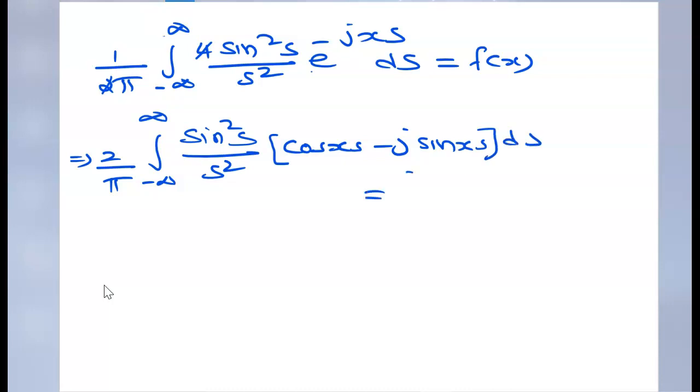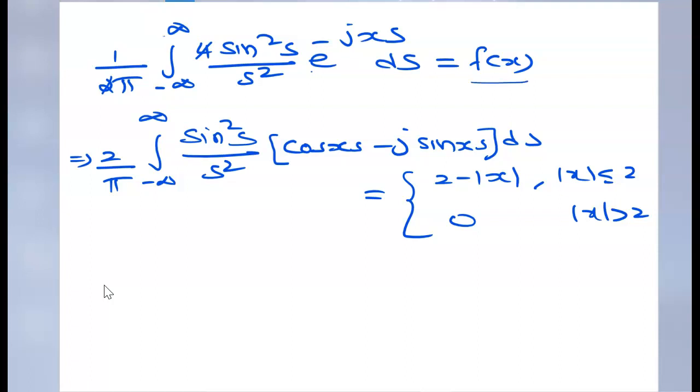is equal to 2 minus modulus of x for modulus x less than or equal to 2, and 0 for modulus x more than 2. This is what we have. How did I get this after the equal to? F of x, as given in the question. I am writing it directly. So now what are we having? As usual, you can delete something.